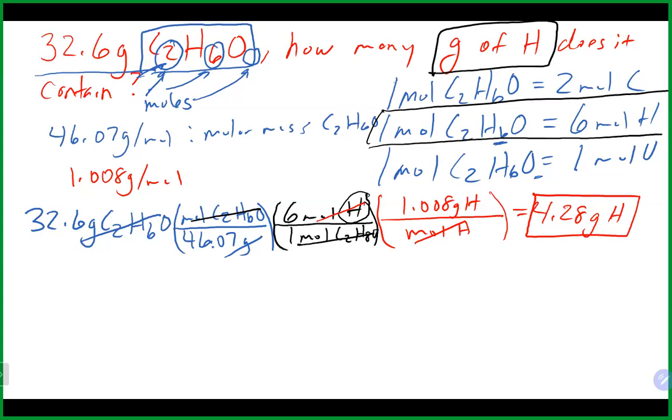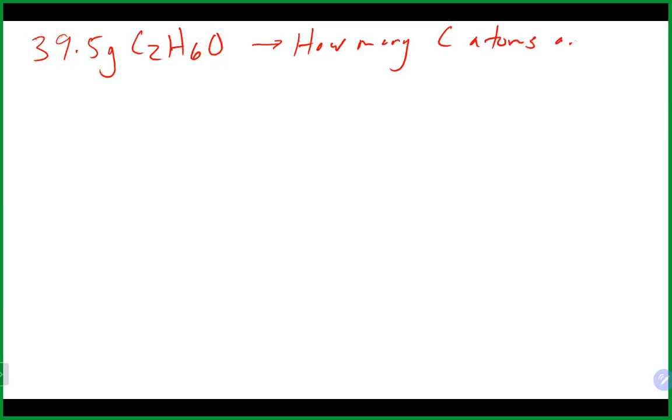Questions on that there? All right, so why don't you try one here? Let's see what you get. We'll use the same compound so we don't have to calculate the molar mass too many times. I will change it up here. We'll do 39.5 grams of C2H6O. In this case, we want to know how many carbon atoms are there. All right, so give it a go, see what you come up with.